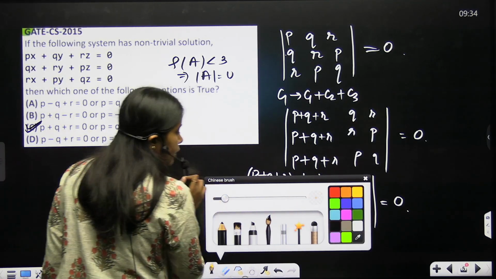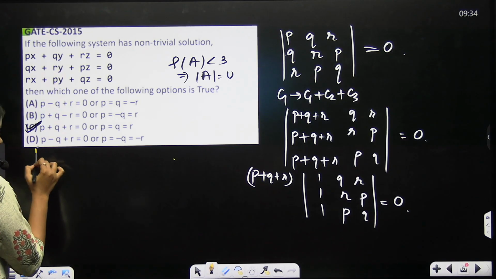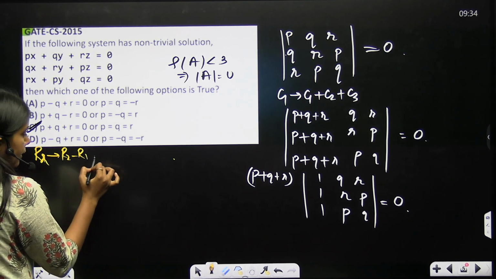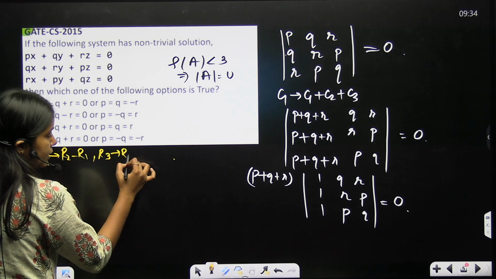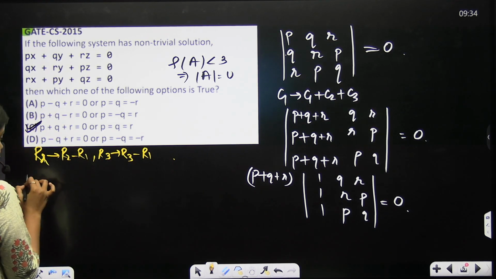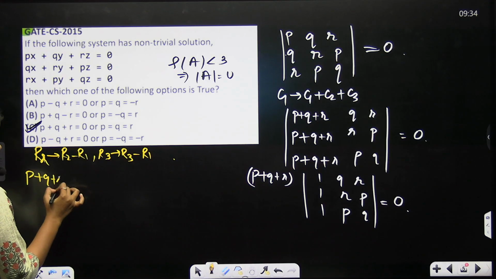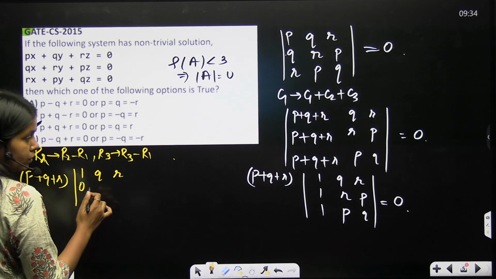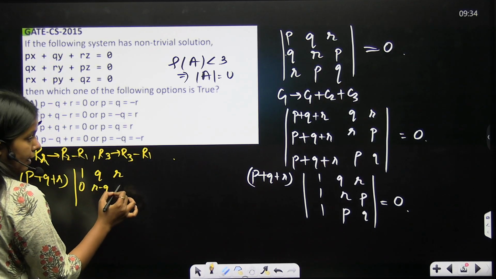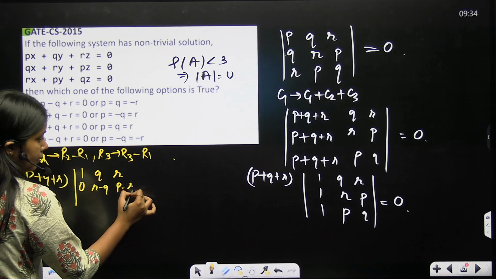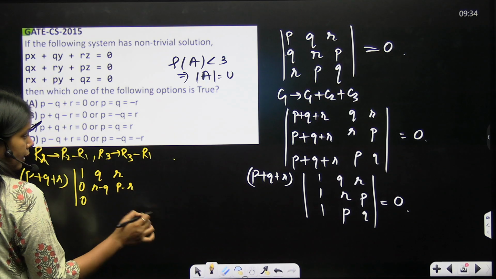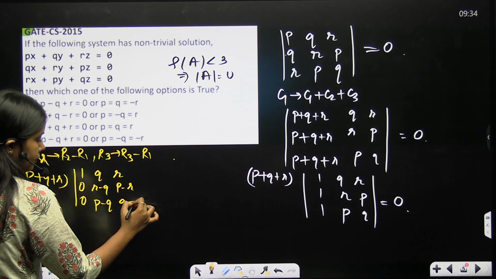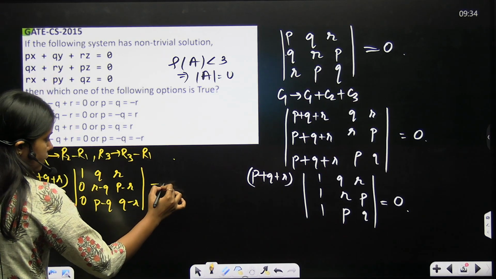So let's solve it. What would I do? I am applying the operation here. R2 tends to R2 minus R1 and R3 tends to R3 minus R1 to get it in simpler format. So P plus Q plus R into 1 QR, this would be 0, R minus Q, and this would be P minus R, and this would be 0, and P minus Q, and Q minus R. I got this is equals to 0.